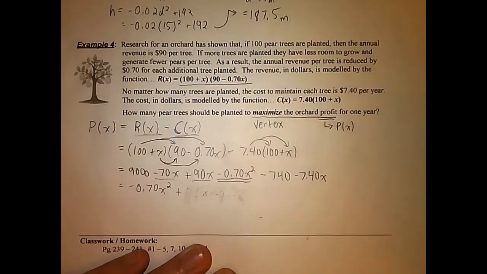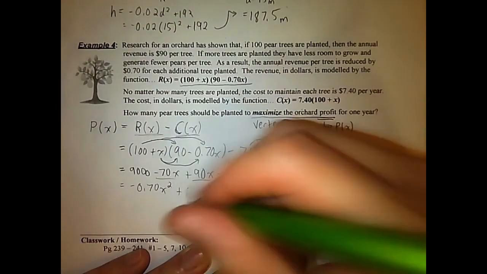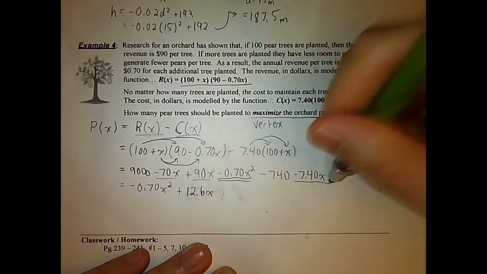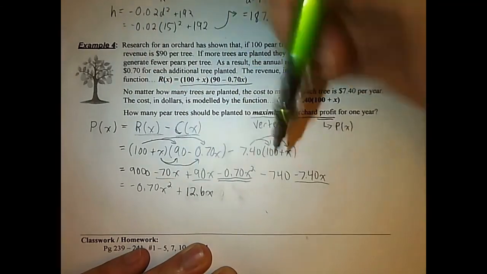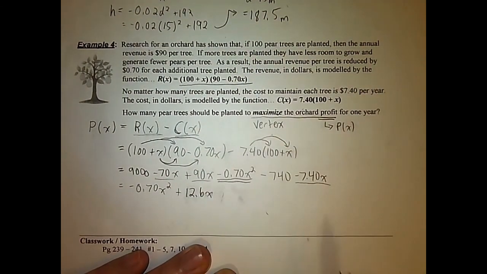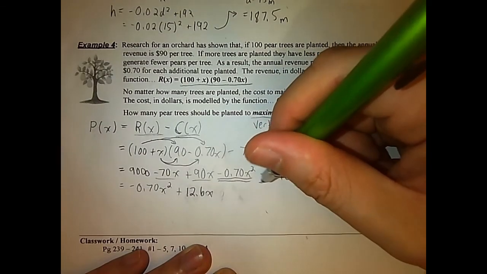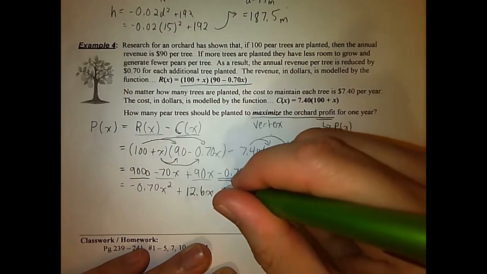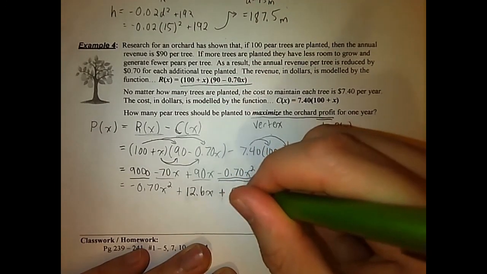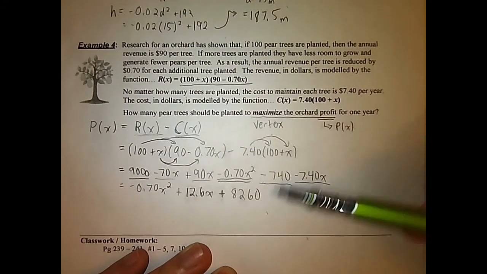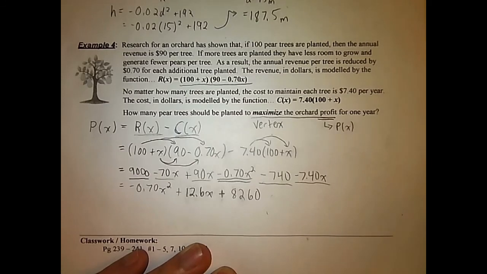So 20x minus 7.4 will give me 12.6x. Again, I'm just collecting these like terms. Negative 70 plus 90 minus 7.4. Adding all these will give me 12.6x. And then I'm left with negative 740 and 9,000. Collecting those like terms, I'm going to get positive 8260. So from this step to this step, I'm just collecting my like terms.